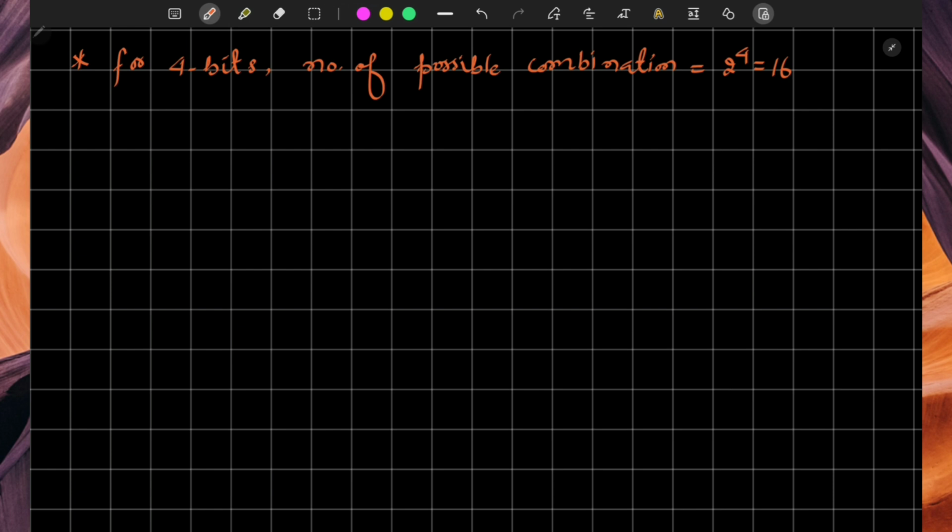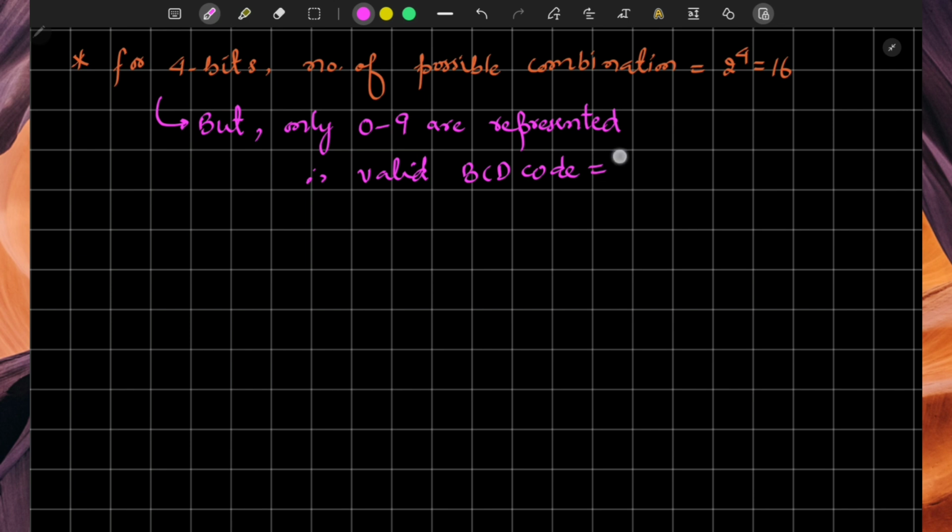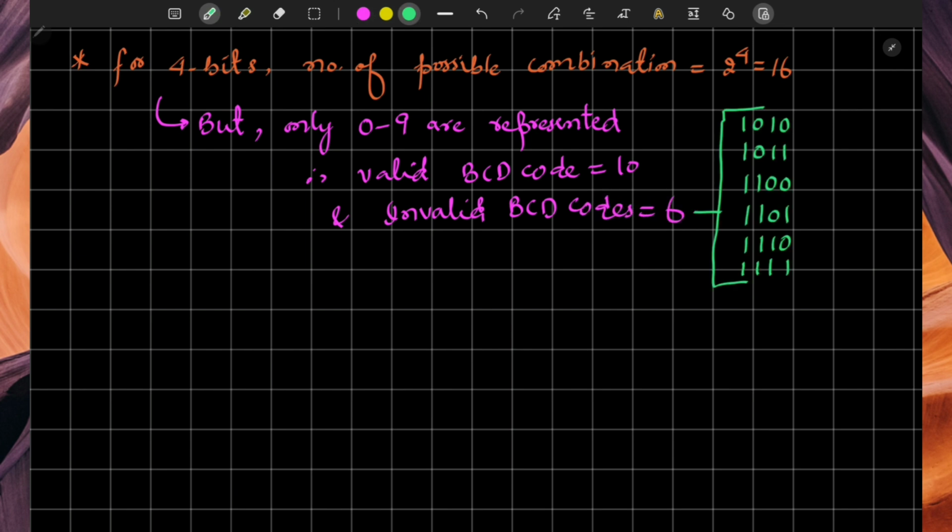One important thing to keep in mind is that for 4 bits, the number of possible combinations is equal to 2 raised to the power 4, which is equal to 16. But only 0 to 9 are to be represented because we have only the decimal symbols from 0 to 9. Therefore, the number of valid BCD codes is equal to 10 and the number of invalid codes is equal to 6. These 6 codes are from 1010 to 1111.